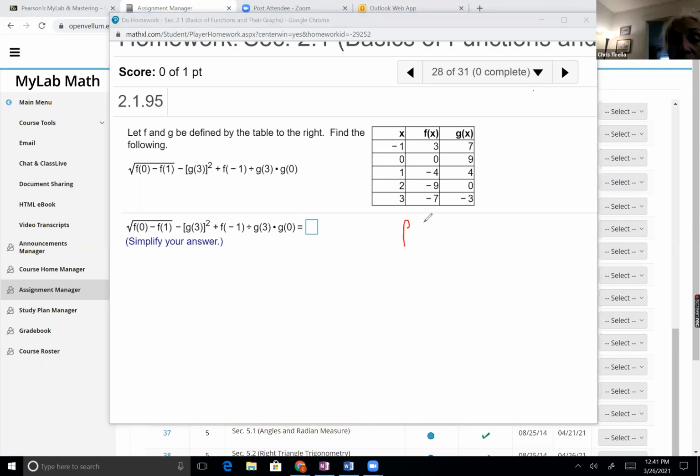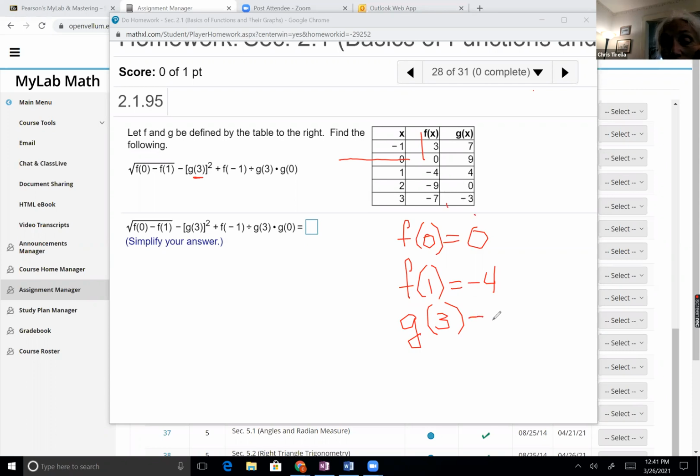If I use that table, what's F of 0? Well, when X is 0, F is 0. So F of 0 is 0. What would F of 1 be? Well, when X is 1, do you see how F is -4? We also need G of 3, right? That's the next thing we're looking for. Well, when X is 3, do you see how G is -3?